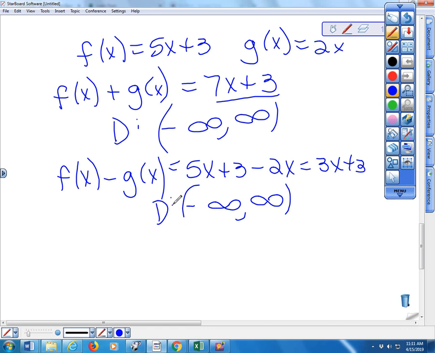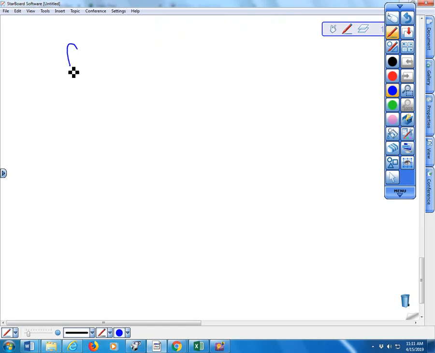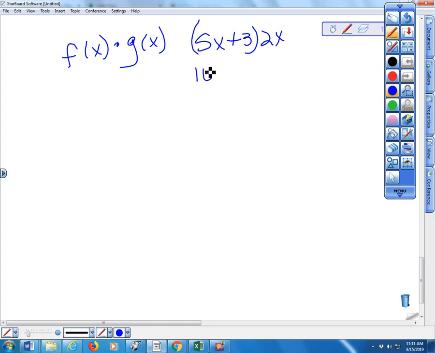Okay. Next one, f of x times g of x. So I have 5x plus 3 times 2x. So that becomes 10x squared plus 6x. What kind of function is that? What does it look like? Parabola. What's the domain of any parabola that opens up or down? All real numbers. The range is not, because for the range you have to find the vertex. But I didn't ask for the range. I just want the domain. Domain of any parabola that opens up or down, all real numbers.